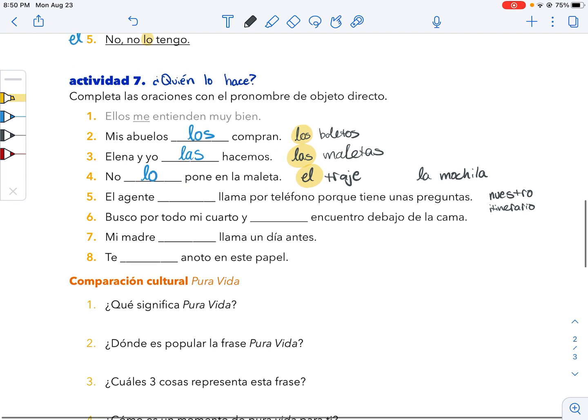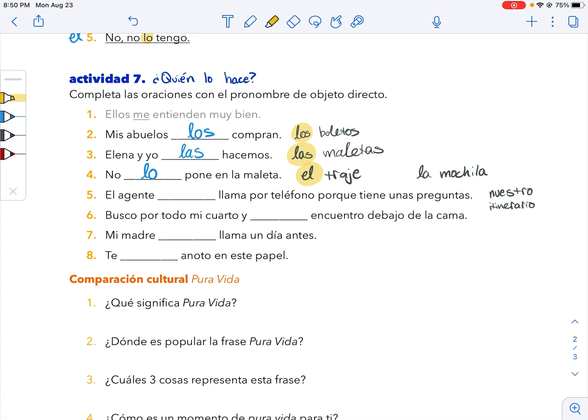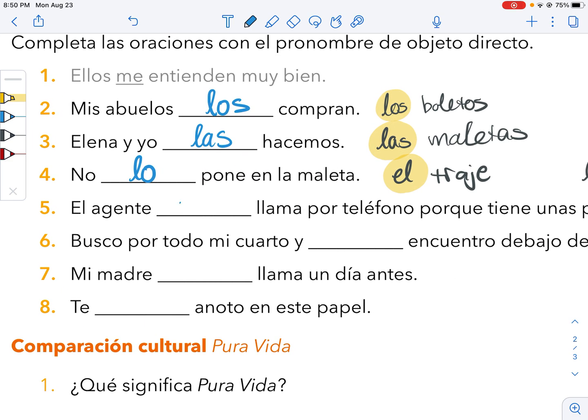There we go. Nuestro itinerario. That's a tricky one. He's calling about our itinerary. So he's going to call us. If he calls us, el agente nos llama. He's calling us on the phone.